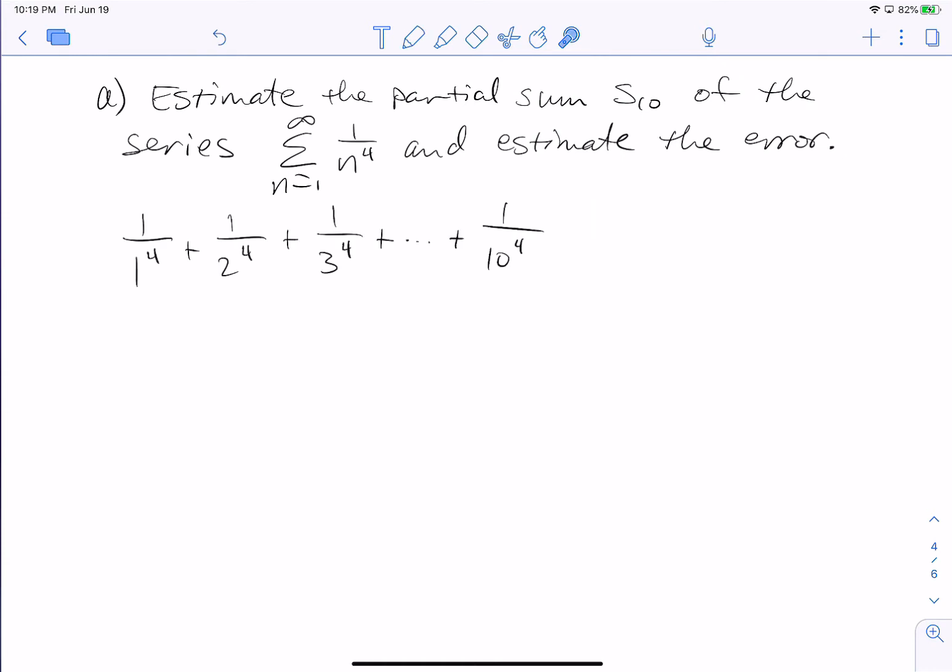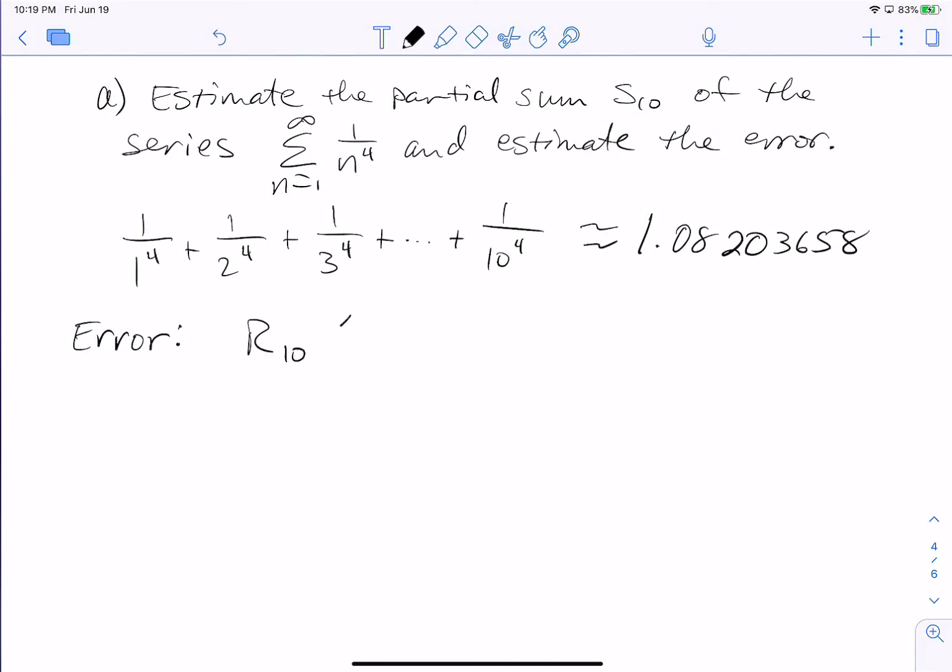And we're talking 1 over 1 to the fourth plus 1 over 2 to the fourth plus 1 over 3 to the fourth, and so on, all the way up to 1 over 10 to the fourth. Calculator value, 1.08203658, and I'll stop it there. As far as the error, it's not always clear, but for this, we're asking to estimate the remainder.